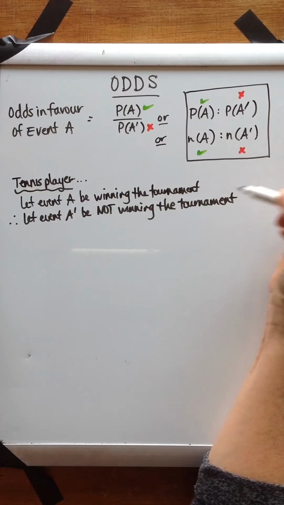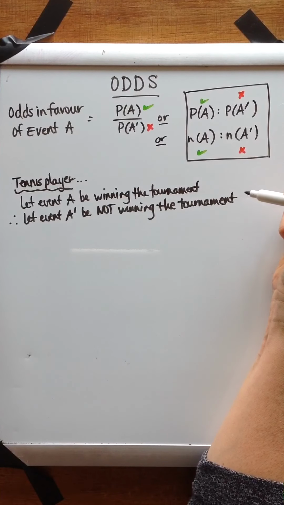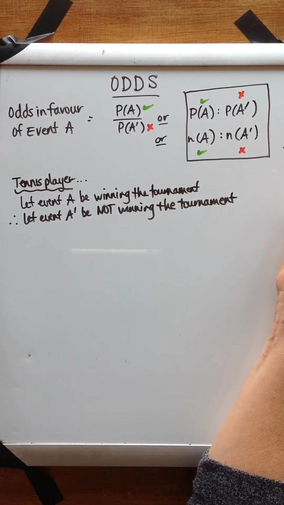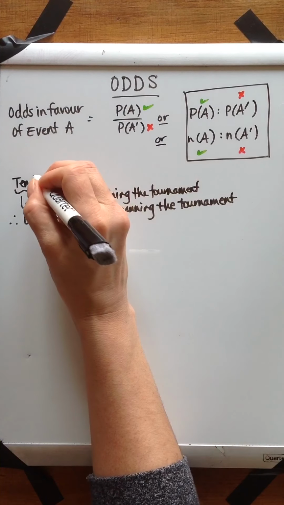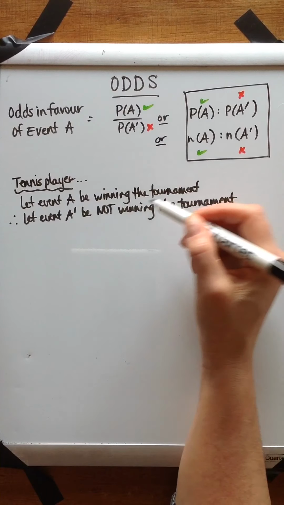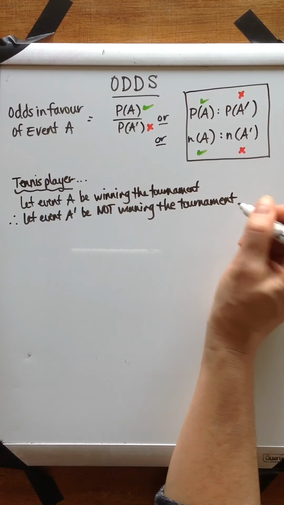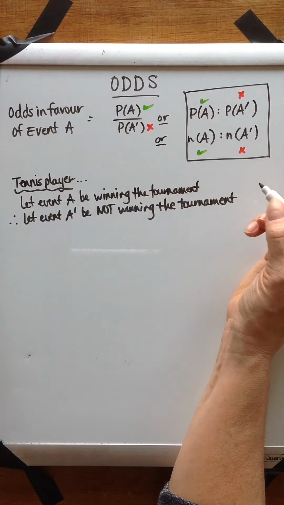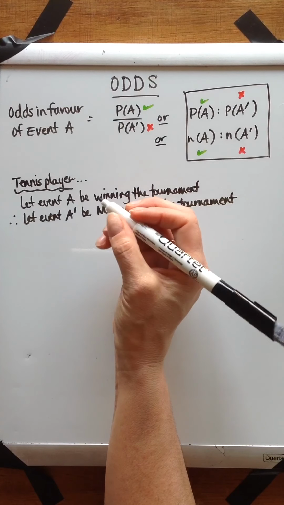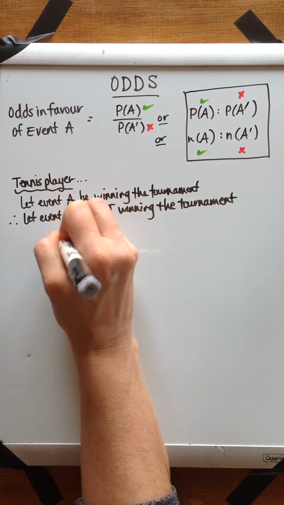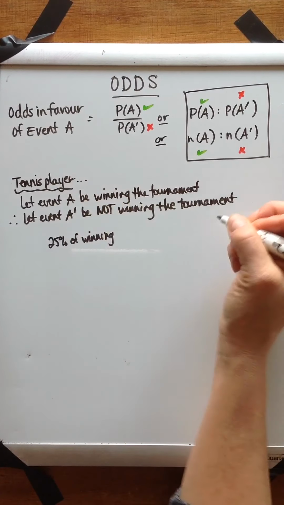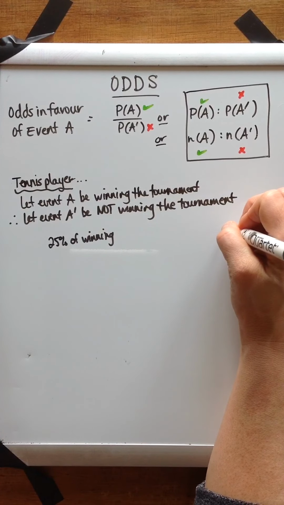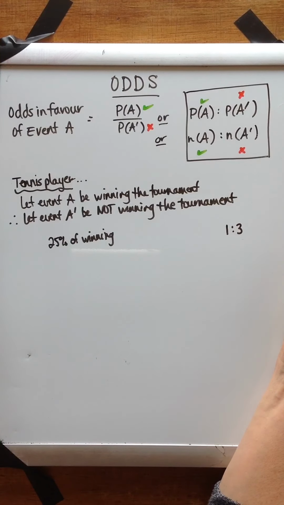So let's do a quick comparison between probability and odds and then dive a little deeper using a tennis player. Let's suppose that the event for this tennis player is winning a Grand Slam event, and A prime is not winning that tournament or Grand Slam event. And let's assume that the tennis player is reported as having a 25% chance of winning. But also the odds for that particular player are 1 to 3 in terms of them winning this particular tournament.